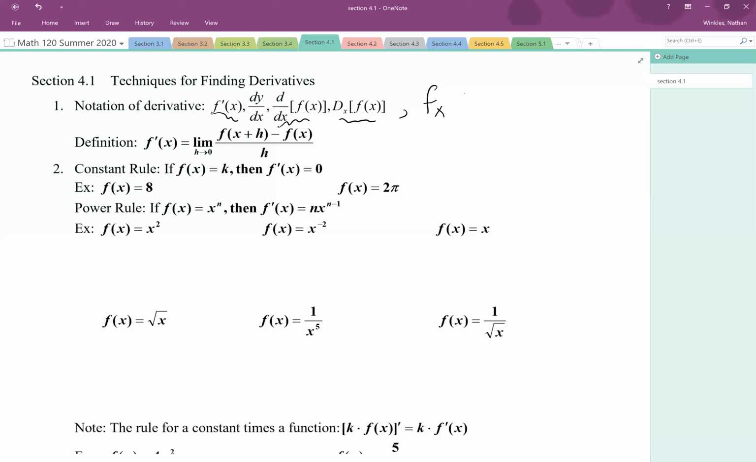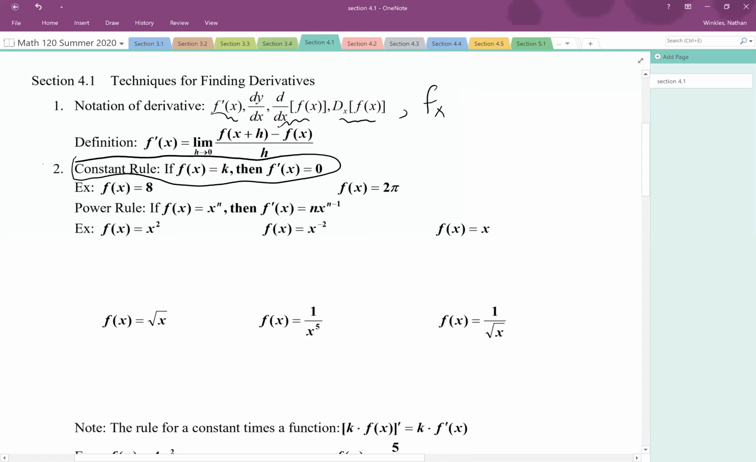So we know that the definition of a derivative is f prime of x equals the limit as h goes to 0 of f of x plus h minus f of x, all divided by h. We've seen that. We've been using it in every problem lately. Well, now we're going to jump to what we call the easy buttons.